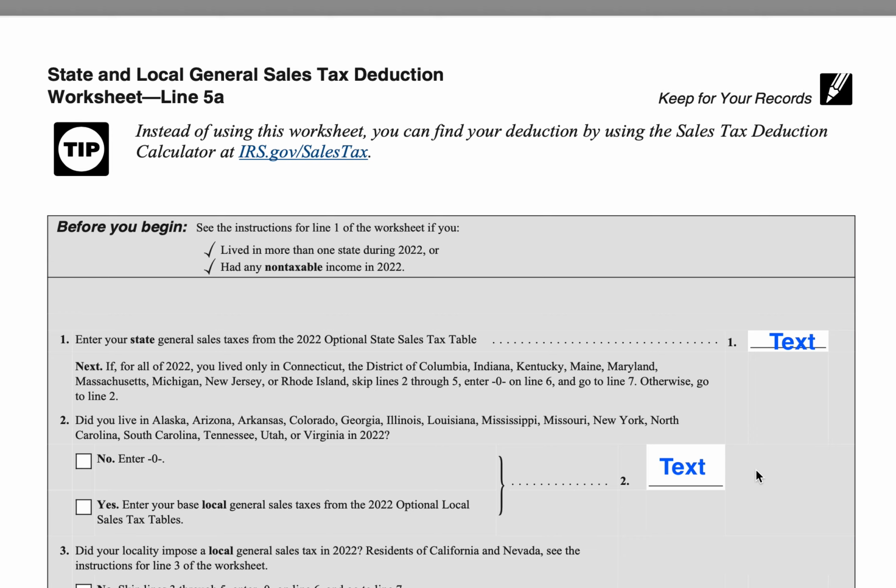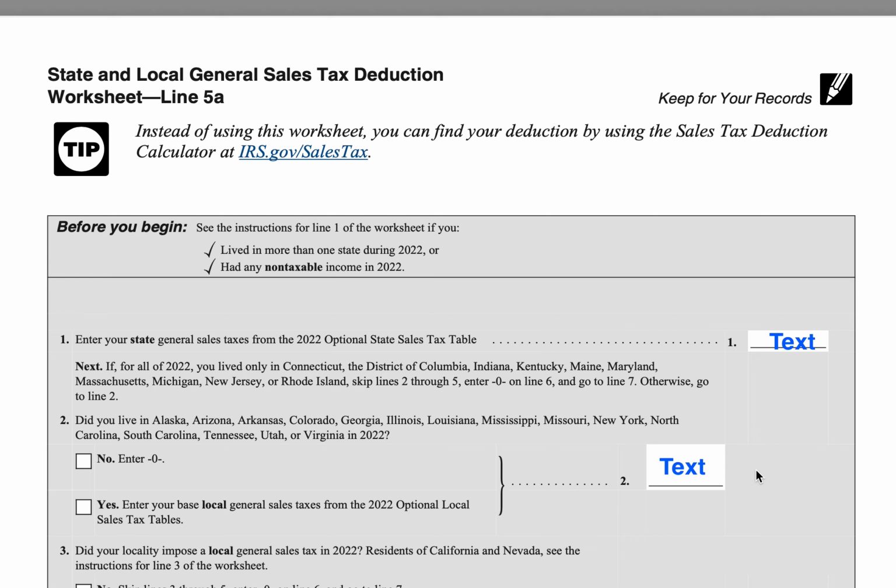For line 1, you would see the instructions for line 1 of the worksheet if you lived in more than one state during the tax year, or if you had any non-taxable income in the year. According to those instructions, if you lived in the same state, you would enter the applicable amount based on your tax year income and family size from the applicable sales tax table for your state.